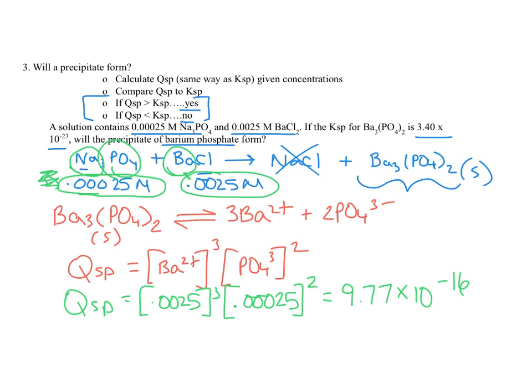In that case, now I want to go ahead and take a look at my Q value, take a look at my K, and my Q value is greater than my K value, so yes, a precipitate will form in that reaction.